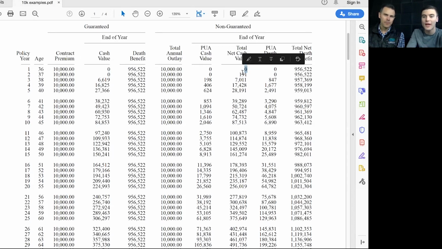Now let's also look at the difference between guaranteed and non-guaranteed. The guaranteed column assumes that dividends never get paid, ever. Or you're just meeting the minimum dividend, right? Or we're just looking at the guaranteed no dividend. This is the guaranteed 4%. Right. And so this is this column. The non-guaranteed is assuming that dividends don't go up or down, they just stay the same.